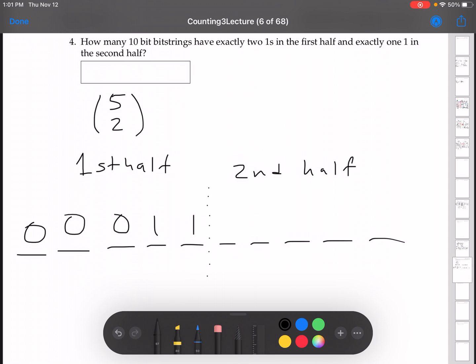And for the second half, it's 1 one in the second half. So wherever you put it, like that. So we have 5 positions. Choose 1 of them to be a 1 for the second half.